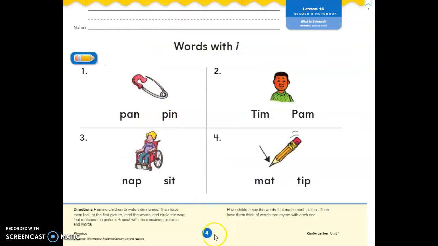Okay, on page 4, make sure you put your name at the top. Thank you. And after you put your name at the top, let's look at these pictures. I see a pin. P-in. And this word is what? P-a-n. Pan. And this one is P-i-n. Pin. So which one do we need to circle? This one. So go ahead and circle it.